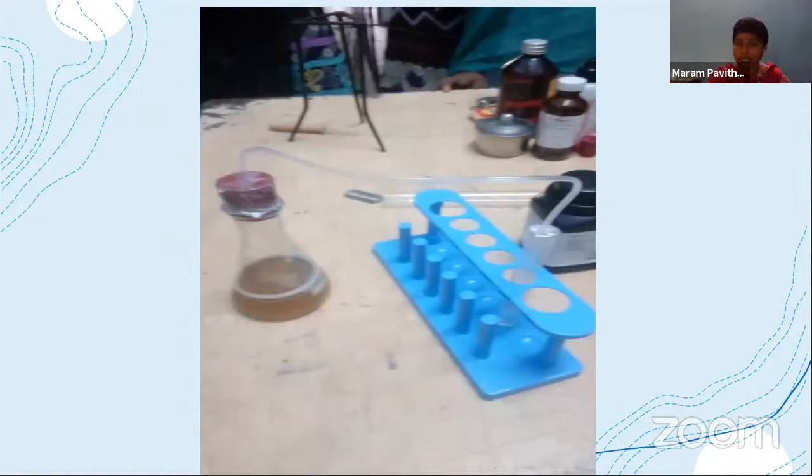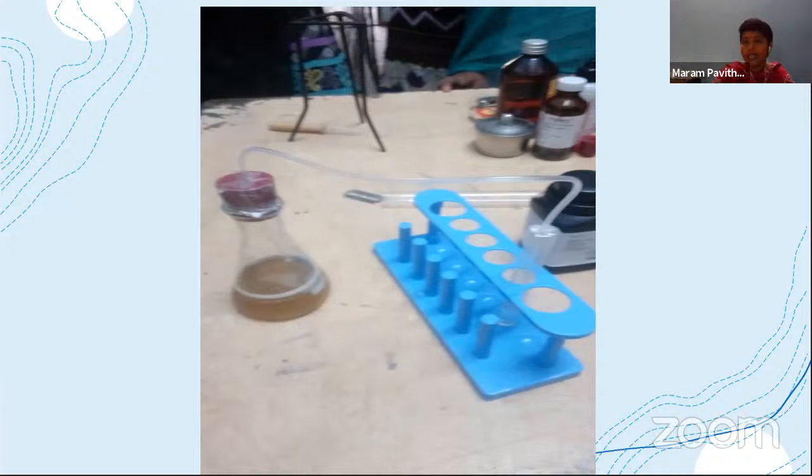This is the experiment which shows anaerobic respiration. This experiment is performed by my children. If we want to observe anaerobic respiration, the materials we require are glucose solution. For glucose solution, we can take sugar, crush it and mix it into water, then we will get the glucose solution. Or Glucon-D powder is available in the market. You can take that Glucon-D powder, mix it in water, and use that solution for the experiment.